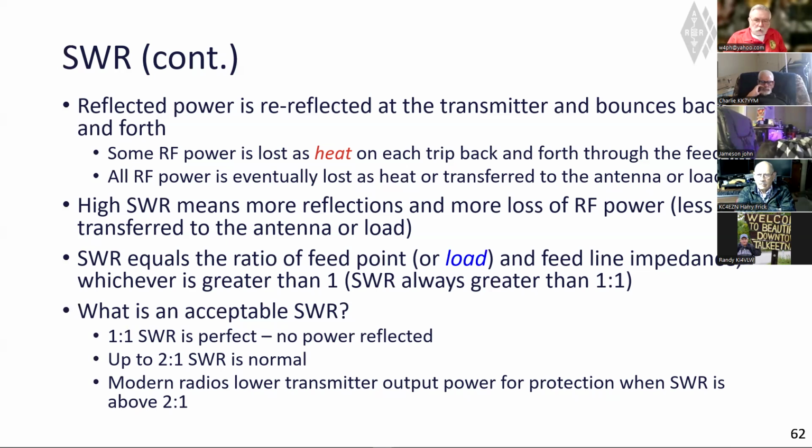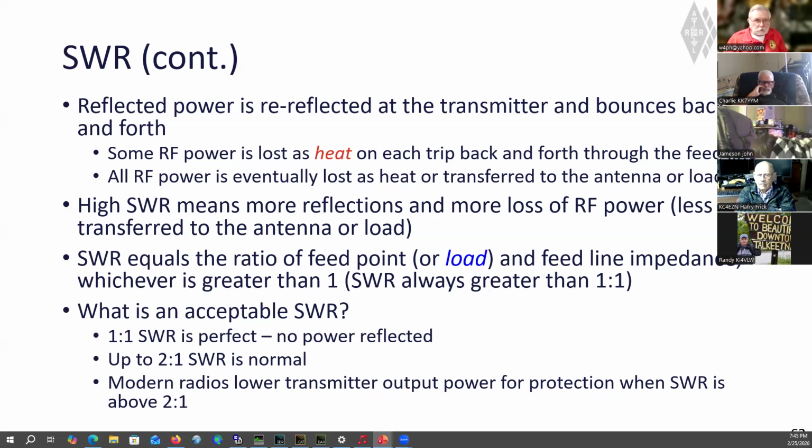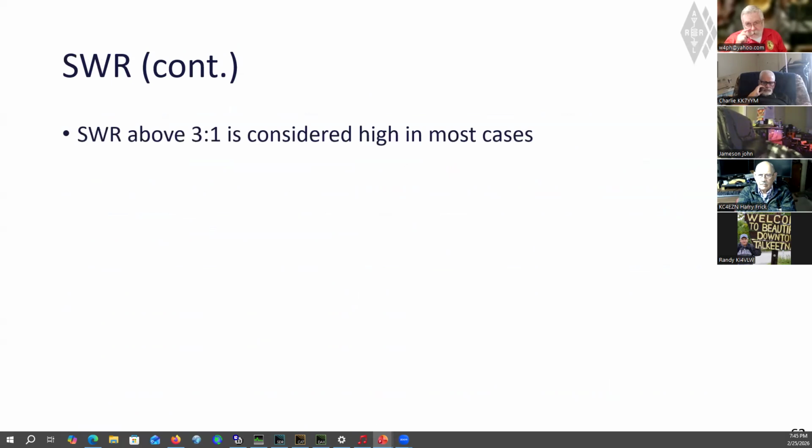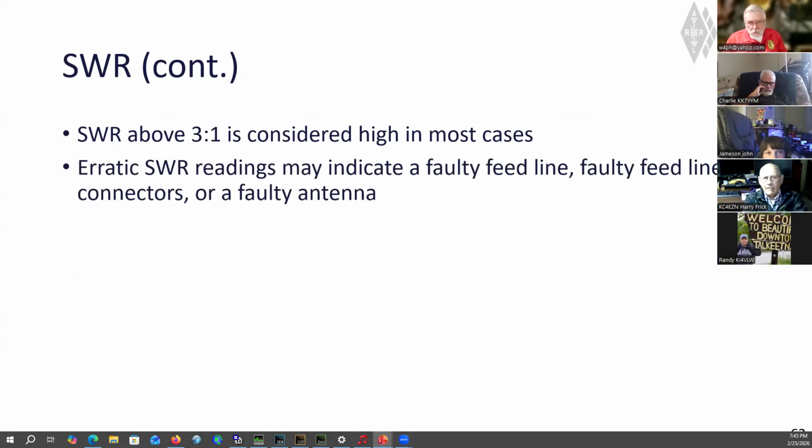So SWR is something that you minimize, but generally have to live with, unless you pick one frequency and stick to it, like broadcast transmitters. SWR above 3 to 1 is considered high in most cases. Erratic SWR readings may indicate a faulty feed line, connections, or a faulty antenna.